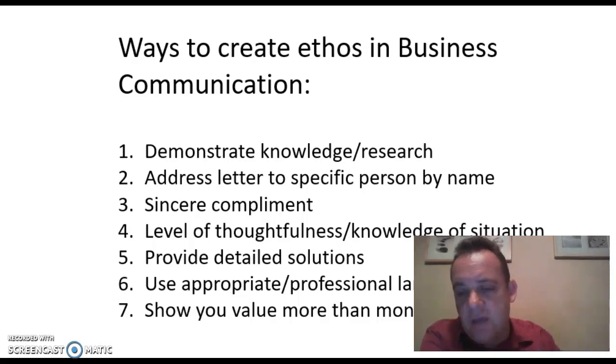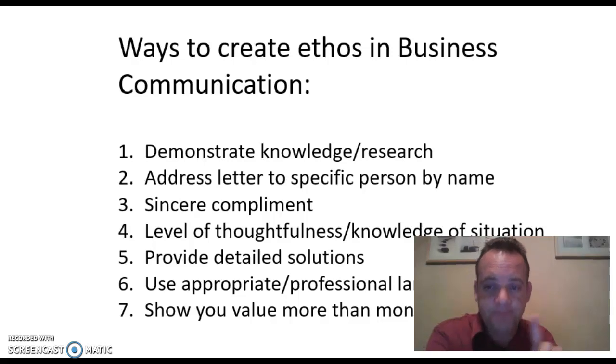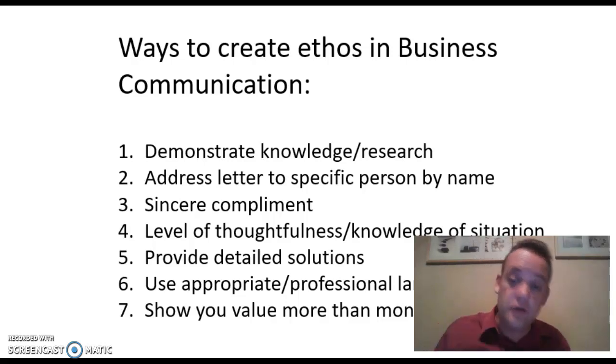The big thing with this assignment is you do have to do some research. You have to show that you put some time in. Next, and that relates to number two, address the letter to a specific person by name. Don't just say, to whom it may concern. That's one of the worst things you can ever do, because research has shown that if the memo or letter doesn't have a specific name on it, people will ignore it. When you put a specific name on it, you are requiring that person to take ownership of the receipt of that letter or memo.